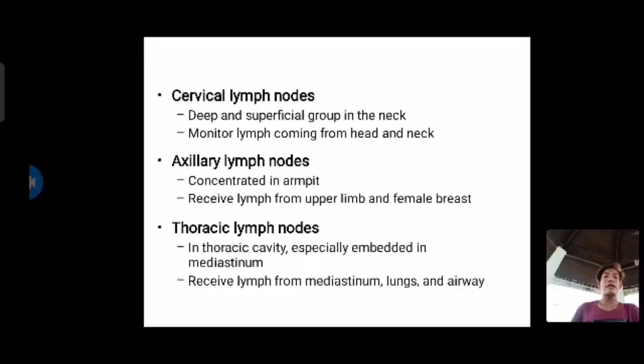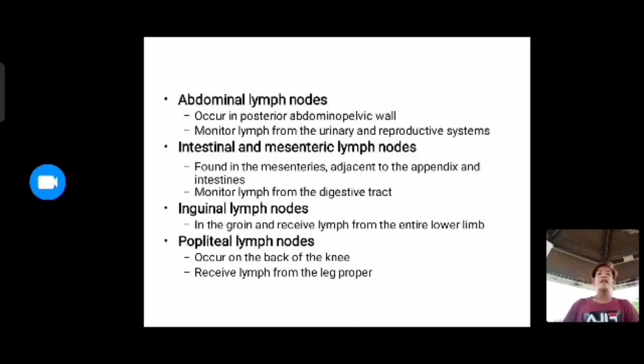Third is the thoracic lymph nodes, in the thoracic cavity, especially embedded in the mediastinum. They receive lymph from the mediastinum, lungs, and airway. And the fourth part is the abdominal lymph nodes. They occur in the posterior abdominopelvic wall. They monitor lymph from the urinary and reproductive systems.